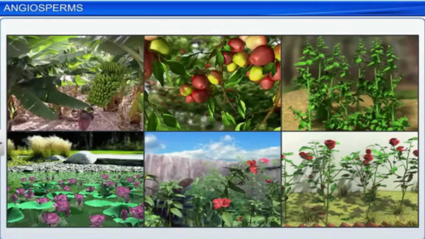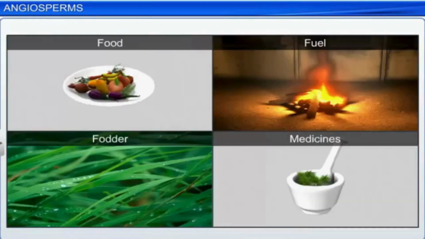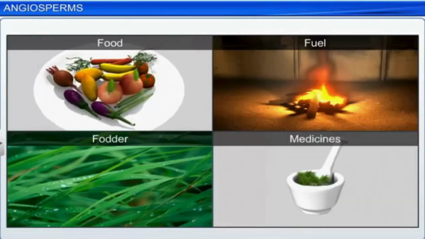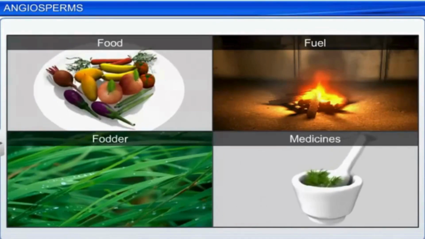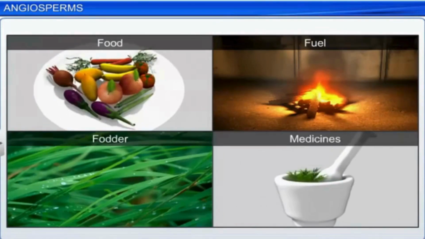Angiosperms are one of the biggest plant groups, and they grow in diverse habitats such as land and water, as well as in different climatic conditions. Besides being a source of food, they supply us with fuel, fodder and medicines. Thus, angiosperms form an integral part of the ecosystem as well as of our daily lives.